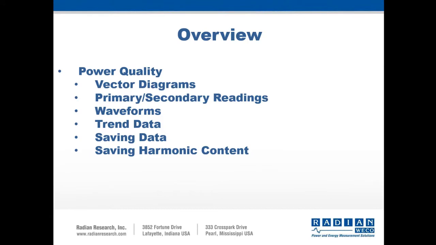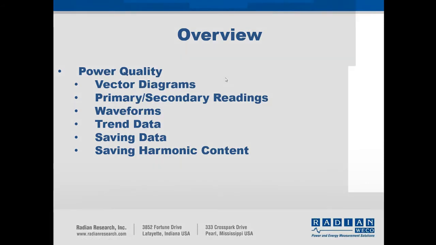I'm talking about vector diagrams, how to see those, primary and secondary readings at a site, waveforms that you can then see on your RW, trend data using the RW as a power quality monitor and viewing a trend over time of volts, amps, and other metrics. Saving data that you are looking at in the power quality menu, as well as saving harmonic content to then be used later, either in the RW or with one of our 4000 series decibels.